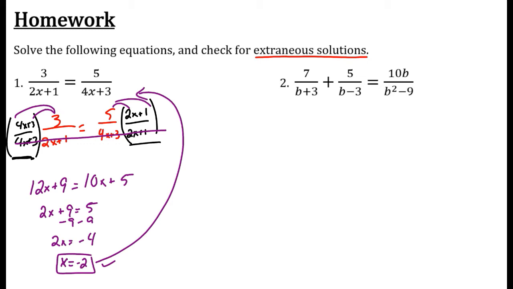It is a solution. So always make sure you're checking whenever you have these equations with fractions that you're not dividing by 0. So our game plan is get a common denominator and then equate the numerators, set the numerators equal to each other.